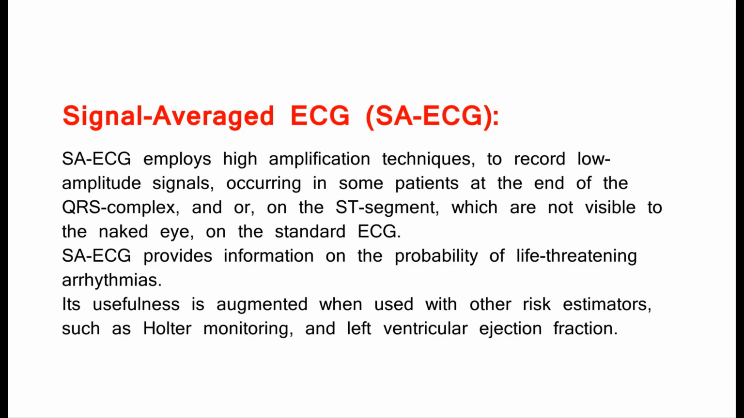Signal averaged ECG, SAECG. SAECG employs high amplification techniques, to record low-amplitude signals, occurring in some patients at the end of the QRS complex, and/or, on the ST segment, which are not visible to the naked eye, on the standard ECG. SAECG provides information on the probability of life-threatening arrhythmias. Its usefulness is augmented when used with other risk estimators, such as Holter monitoring, and left ventricular ejection fraction.